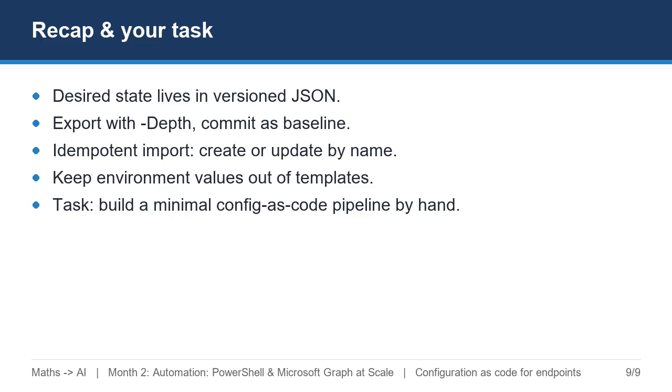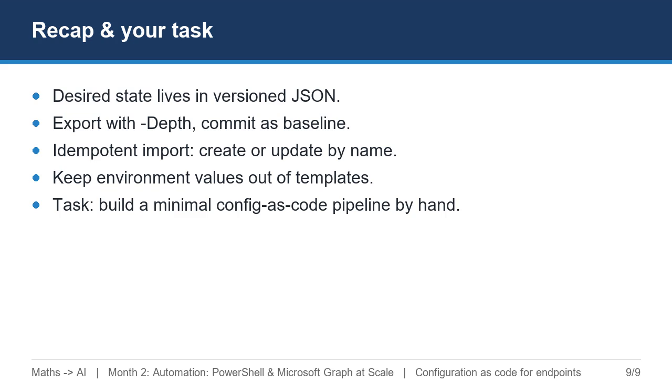Let us recap. Configuration as code keeps your desired state in versioned JSON, reviewed in Git and deployed by automation. Export your current policies with a generous -Depth and commit them as a baseline. The import must be idempotent, create or update by name, so a second run changes nothing. And keep environment-specific values out of your templates.